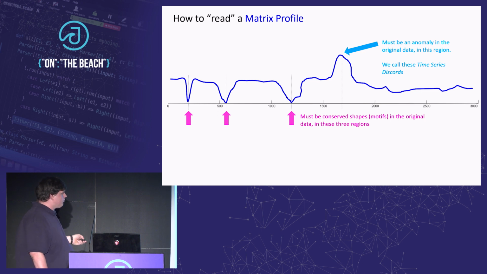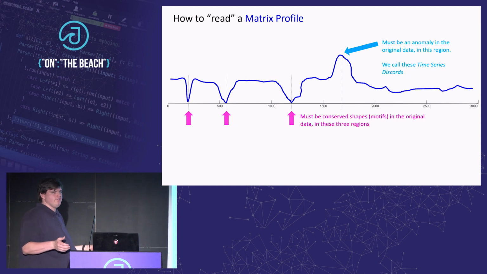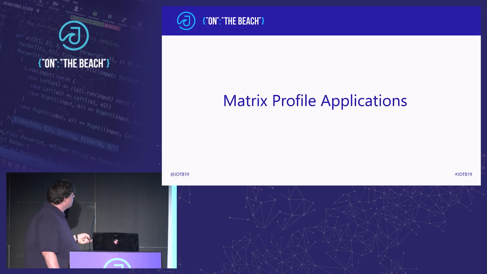Now, the low values correspond to motifs or repeated patterns. They will at least come in a pair, but sometimes you'll have more than 2 occurrences. In fact, that's often the case, because if you're monitoring the behavior of a system that has some periodic nature, then you're going to end up recording similar patterns multiple times.